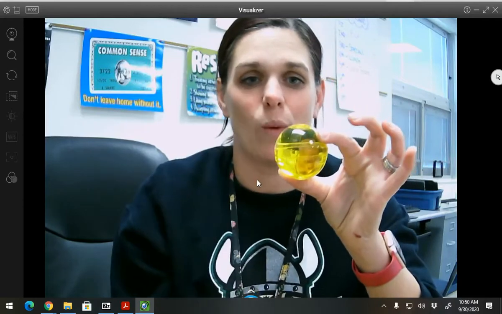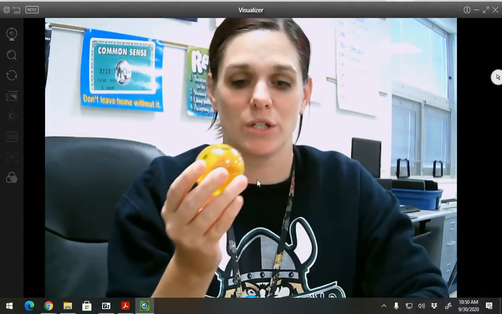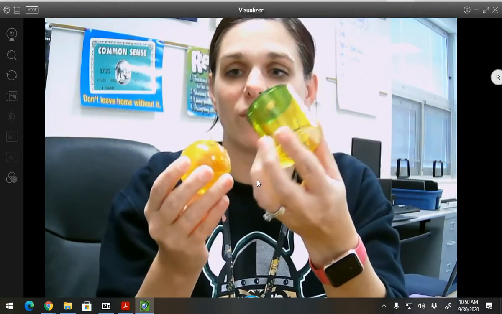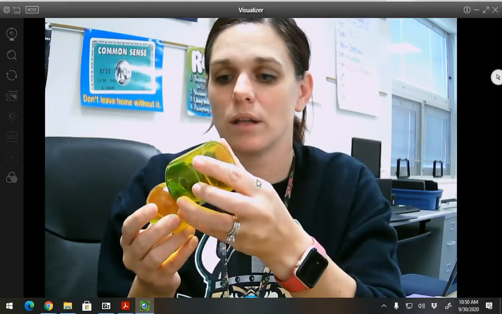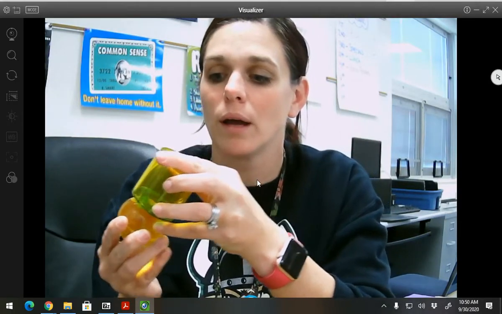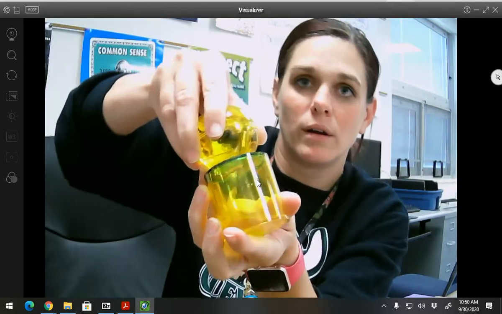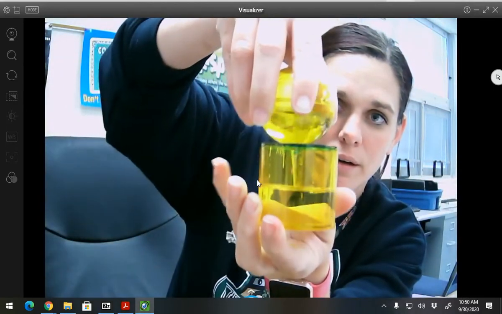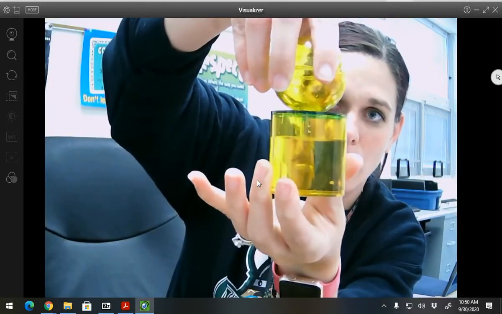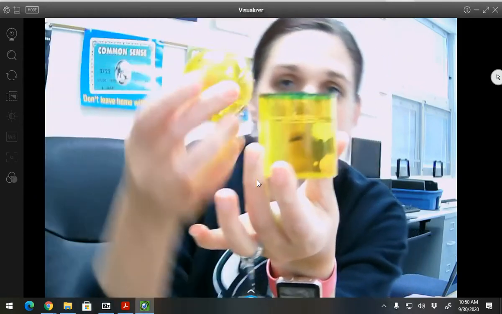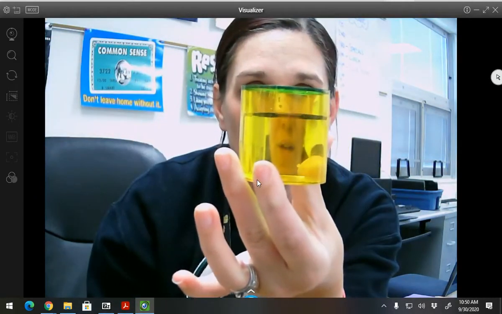All right, so let's see what happens. I'm right-handed, so we're going to switch it into the right hand. All right, so we're going to fill up this cylinder. I'm going to line up. We'll flip it over. Whoa. Do you see how much it's filled?